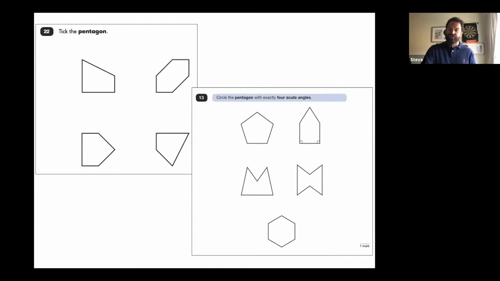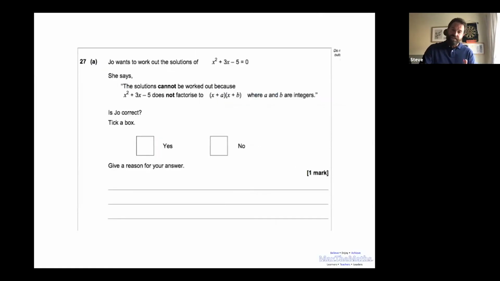At Key Stage 2, a similar question. Which one's a pentagon and which one's got 4 acute angles? So that changed. At GCSE, you got questions like this creeping in, which I think is great. It's about, do you understand? And I know some students grappled with this one and really found it hard because they hadn't met a quadratic that could not be factorized.